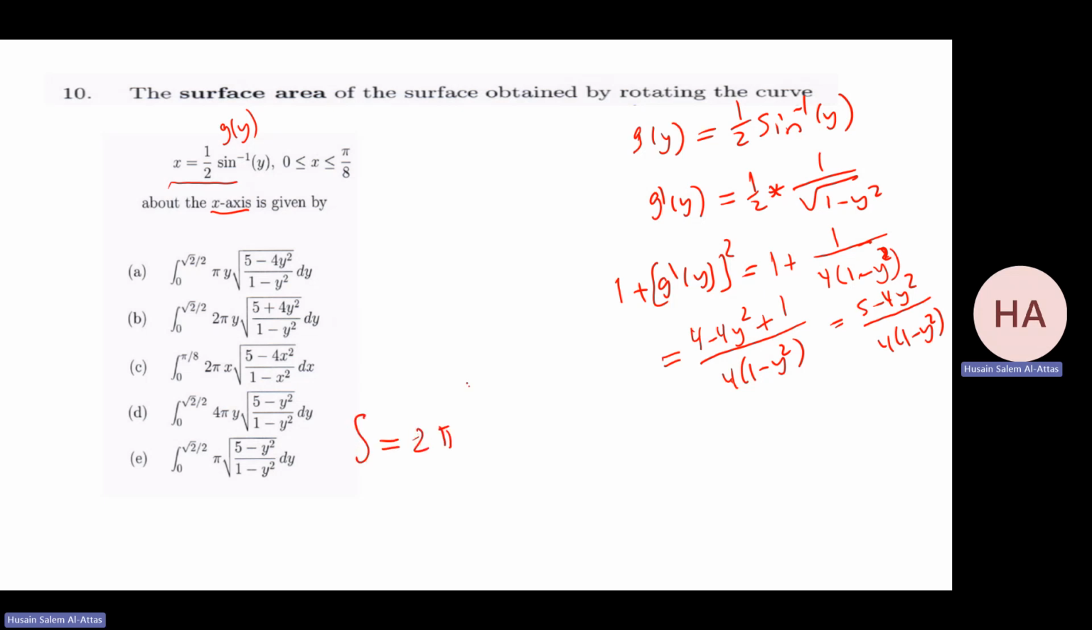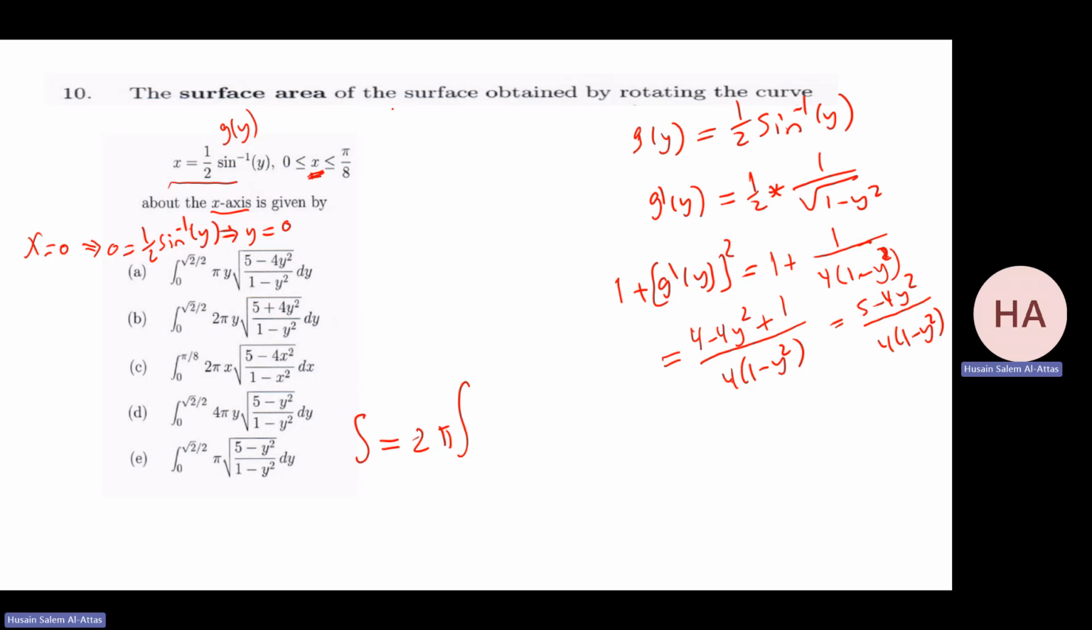So S will be what? 2 pi from 0 to pi over 8. Marking in terms of, oh, forget it. No. These are the x values, and I am working in terms of y. So I need the y values. If x equals 0, then 0 equals half sine inverse of y, so y will be 0. This is very clear.